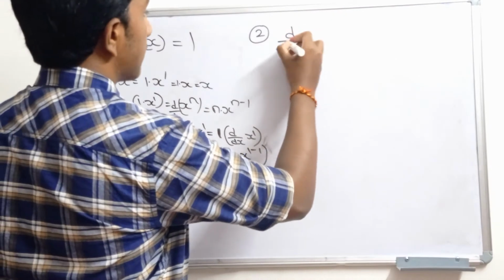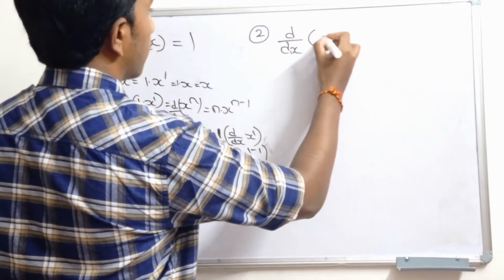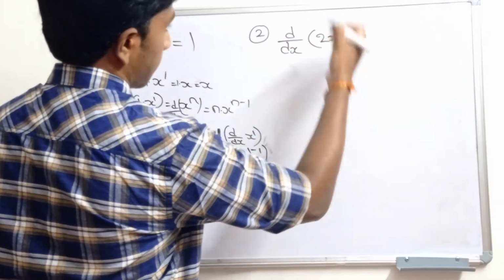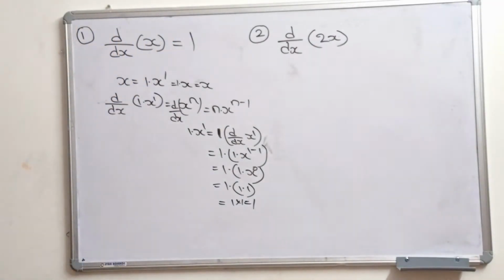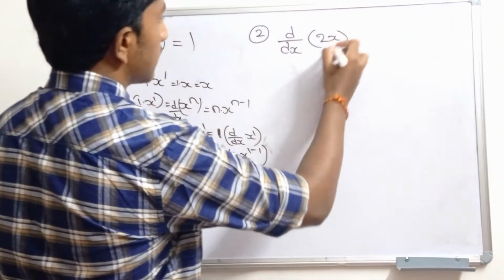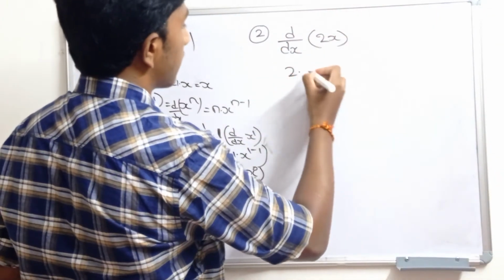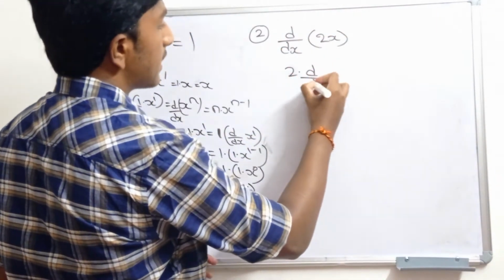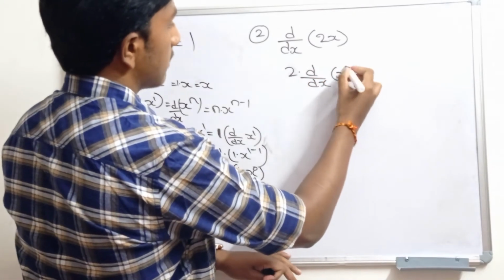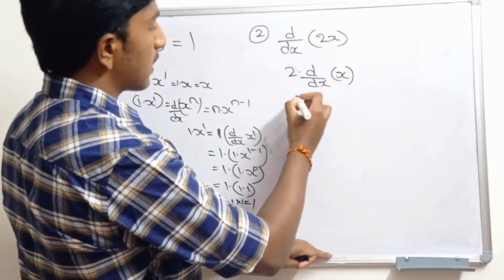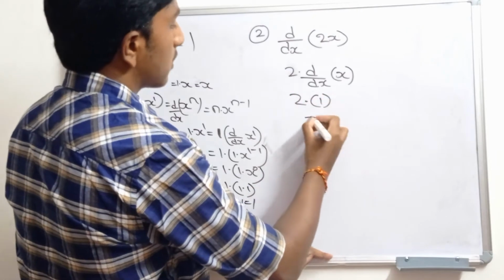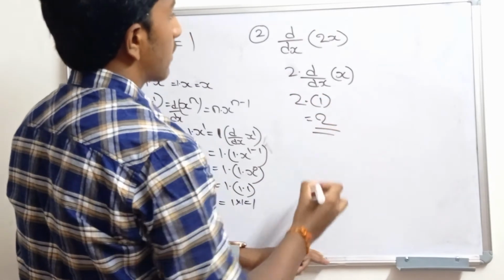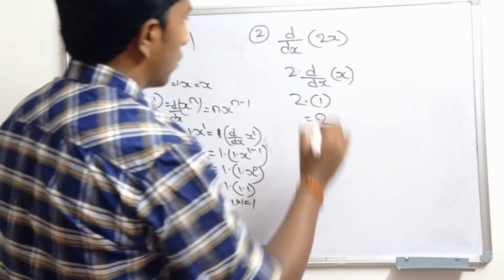d by dx of 2x. When you differentiate in this way, first take out the constant outside and write d by dx of x. When you differentiate x with respect to x, you will get 1. So the final answer is 2. When you differentiate 2x, you will get 2.